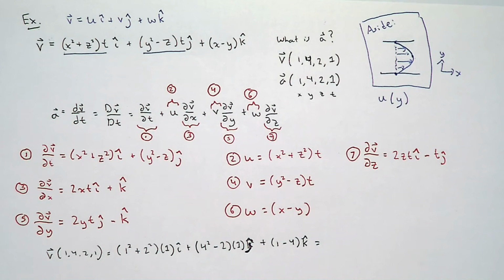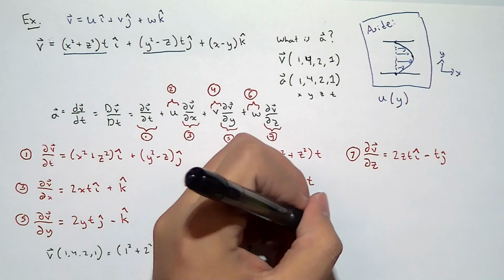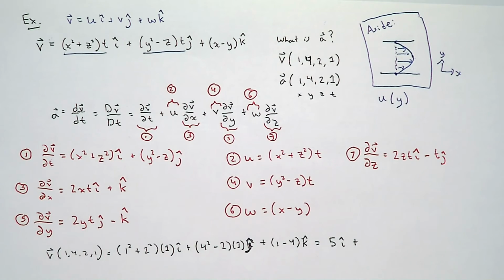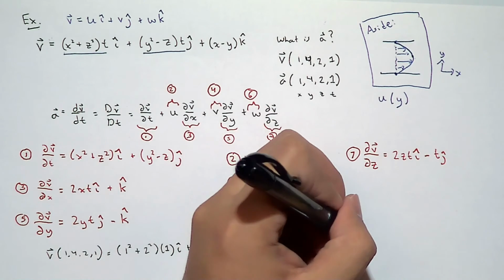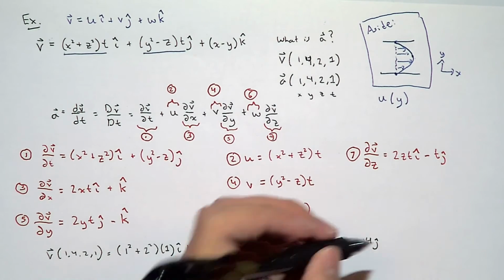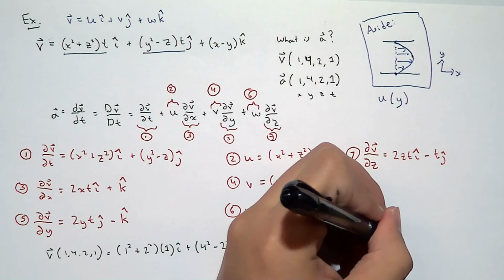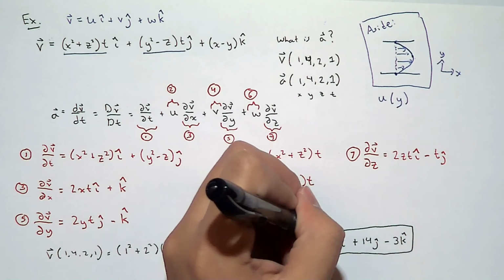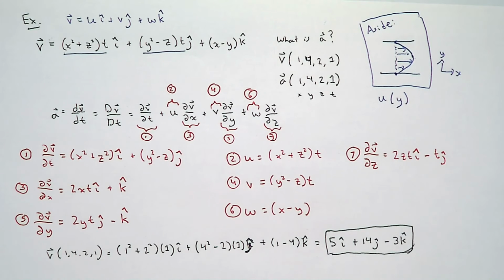We have 1 squared plus 2 squared, that's 5, right? So we get that the velocity at this point is 5i, plus, here we have 4 squared minus 2, that's 14, right? Okay, so plus 14j. You have plus 1 minus 4, that's negative 3, right? So minus 3k. And this is my velocity of the particle at point 1, 4, 2 and time equals 1.